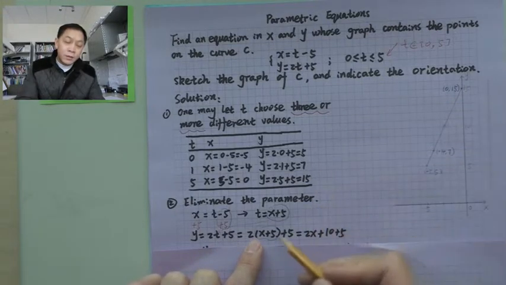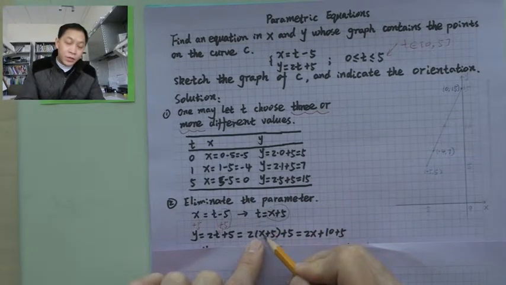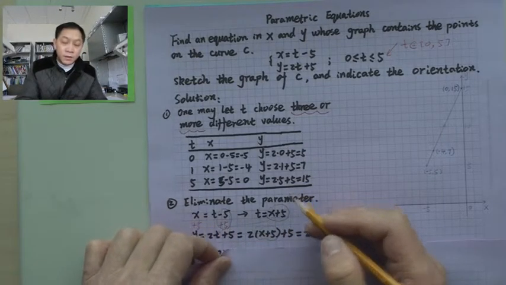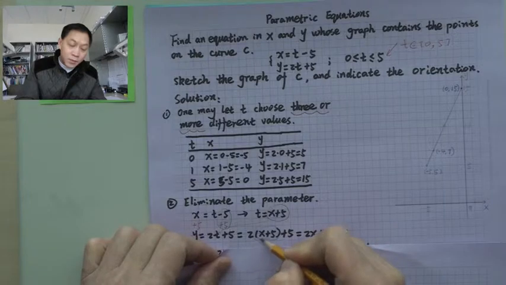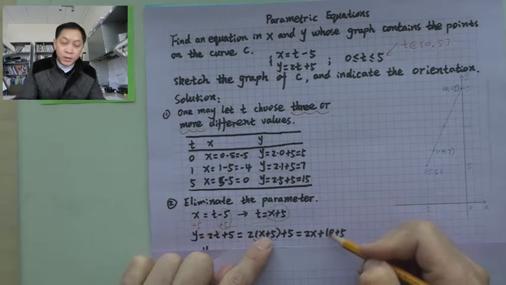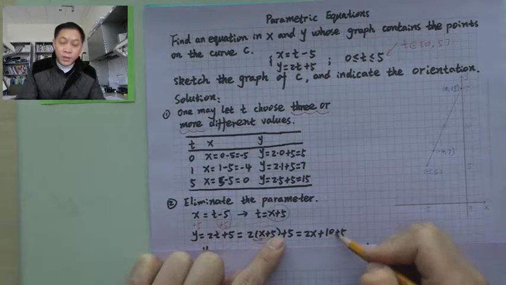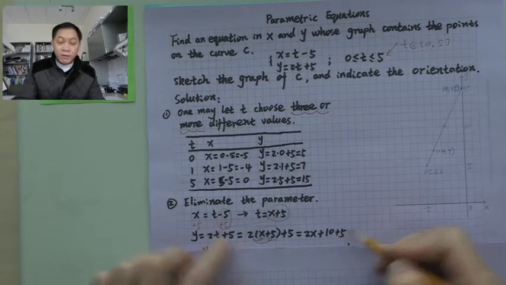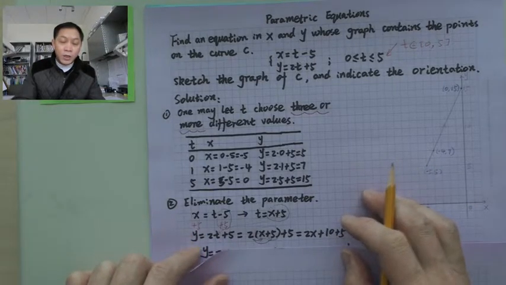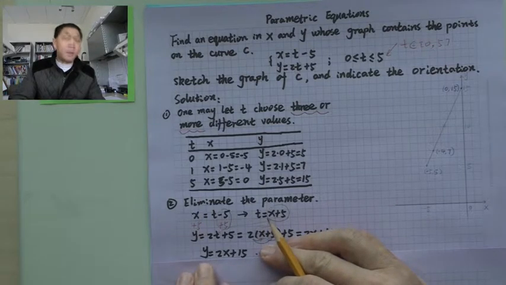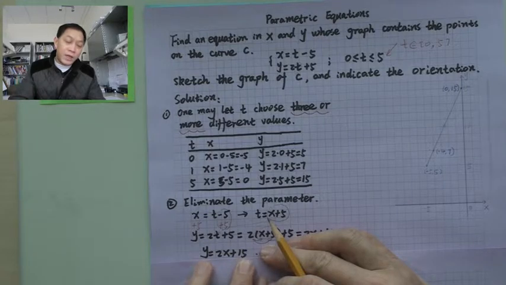Now 2 times x, 2 times 5, distributive property. You then have 2x plus 10, and then plus 5. And then 10 plus 5 is 15. So y equals 2x plus 15. Apparently, this is the slope-intercept form of a line.